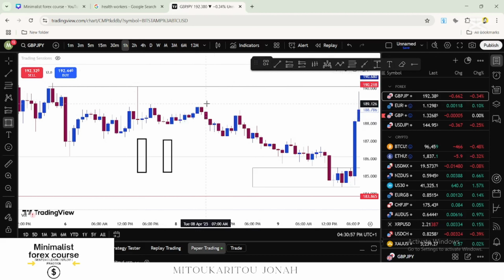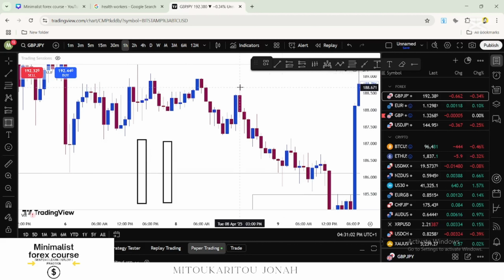This is a bullish engulfing. These two engulfed this one, and price had to come back up to test it. See, it tested this previous candle before dropping. So when price did this, you have to now wait for the retest and then you take the trade. All right, so that's that.